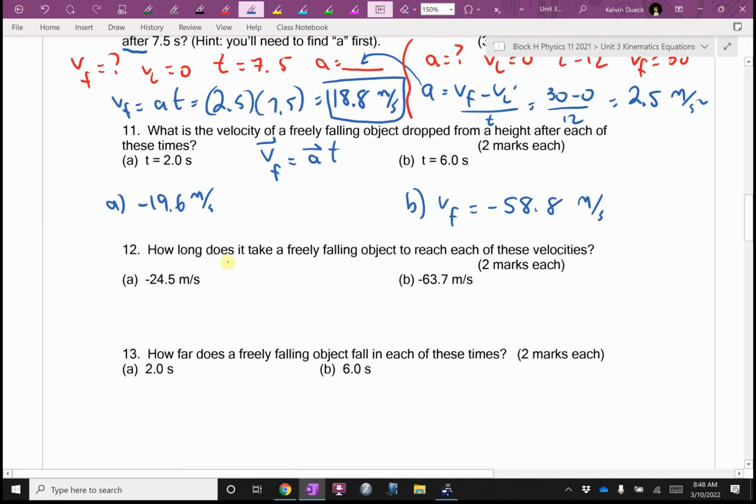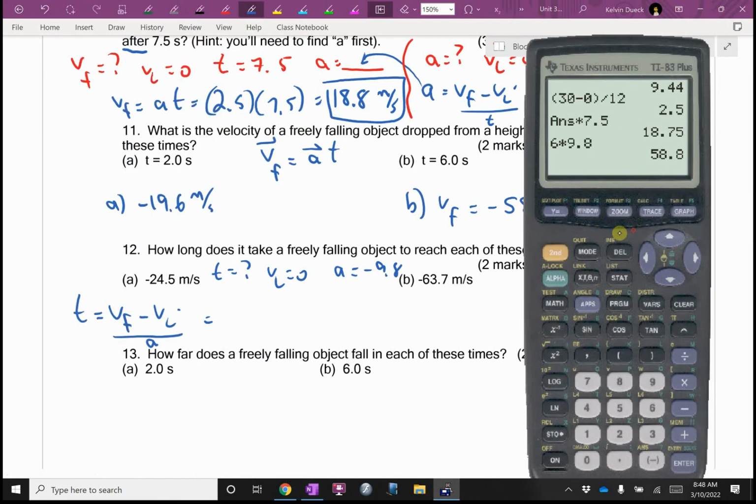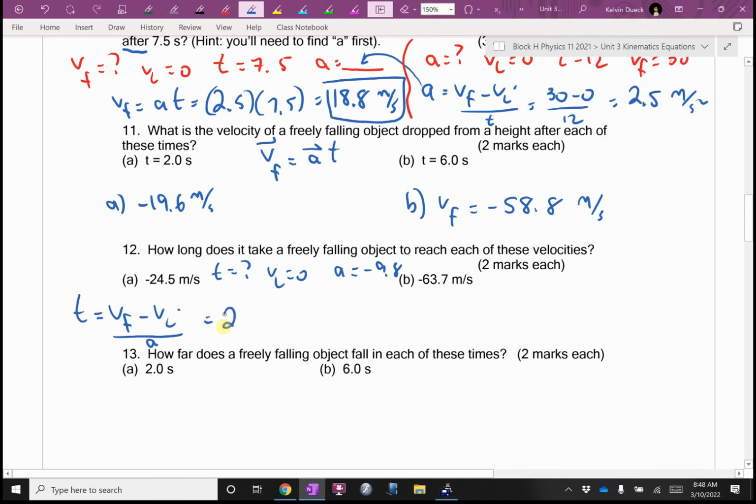How long? So it wants me to find time. We'll assume VI is 0. We know A is negative 9.8. I think I'm going to use T equals VF minus VI over A for all of these. So for the first one, if I go bracket negative 24.5 minus 0, I probably didn't need to type the minus 0, divided by negative 9.8. 2.5 seconds for A.